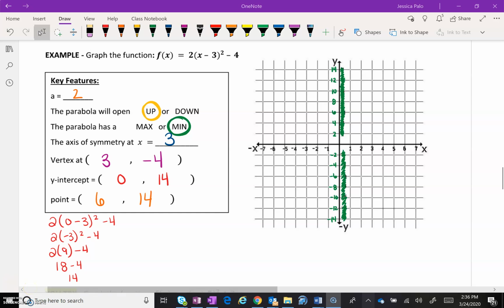Here we go. Back for part 2. And I have fixed the coordinate plane so that we are counting by 2's on the y-axis so that we can plot all of our points.